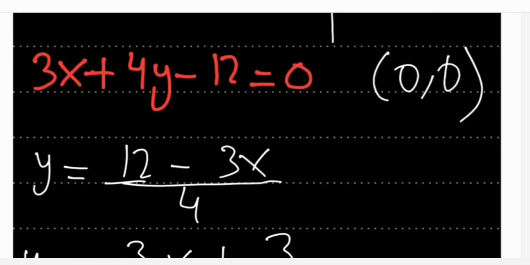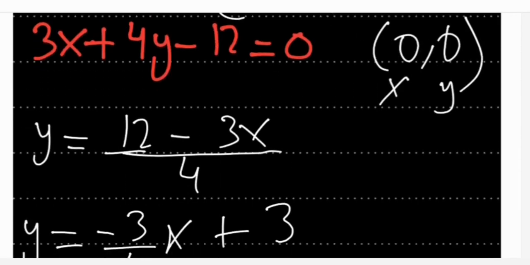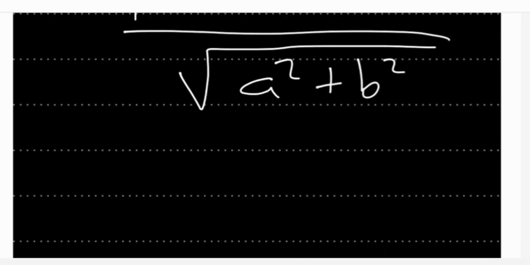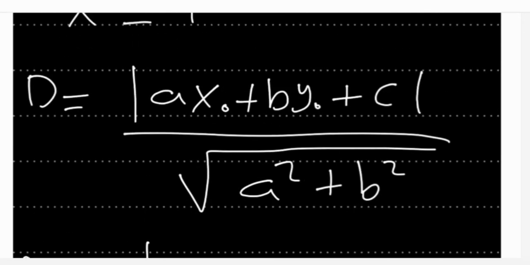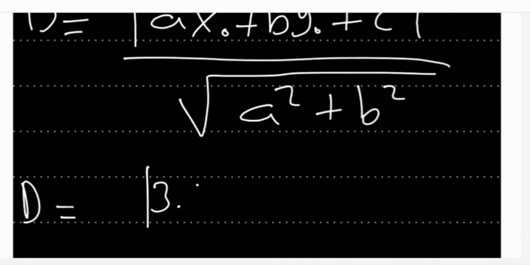Now remember, the 3 is our a, the 4 is our b, and minus 12 is our c. So this is a, this is b, this is c, and this is our x, and this is our y. So our distance would be the modulus of 3, because a is 3, multiplied by 0, plus 4 multiplied by 0, because the y, this is not 40, this is 0.